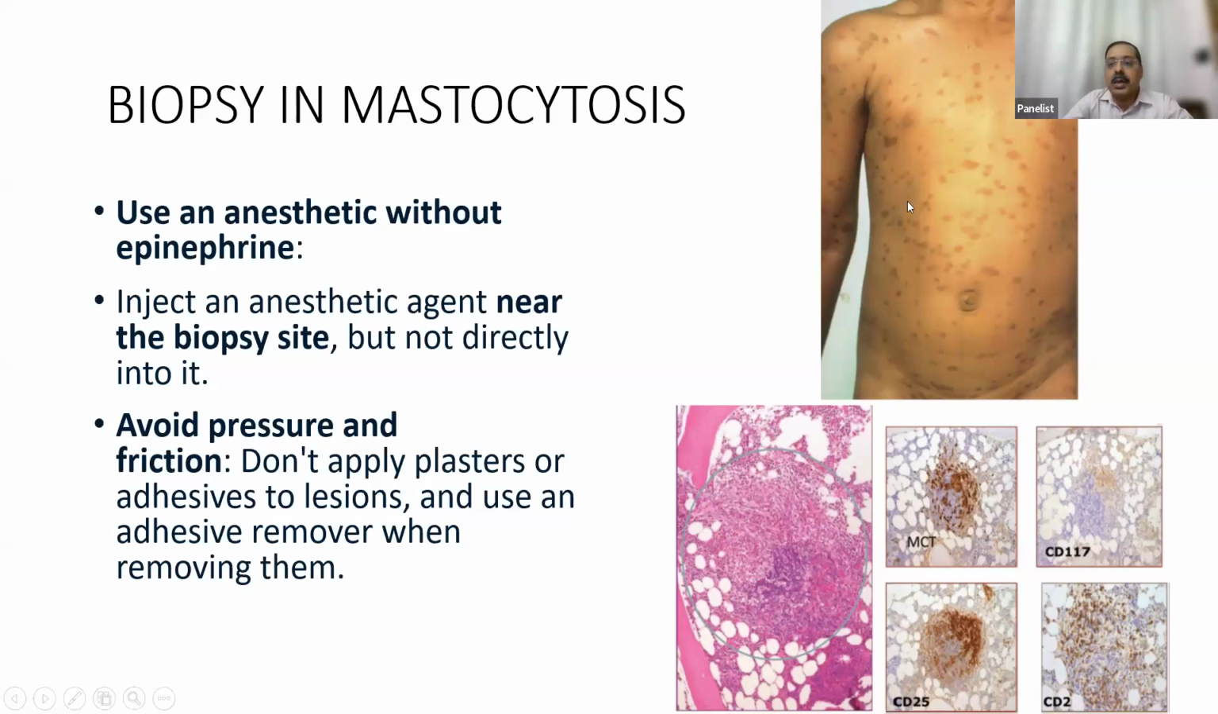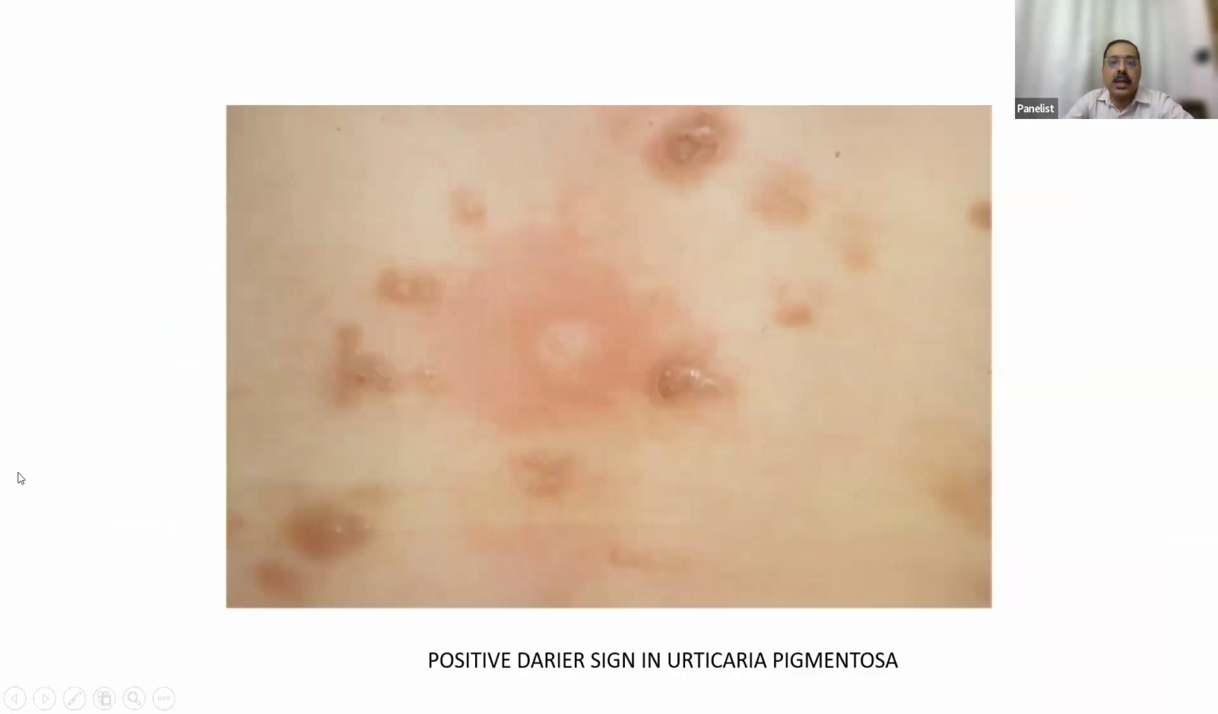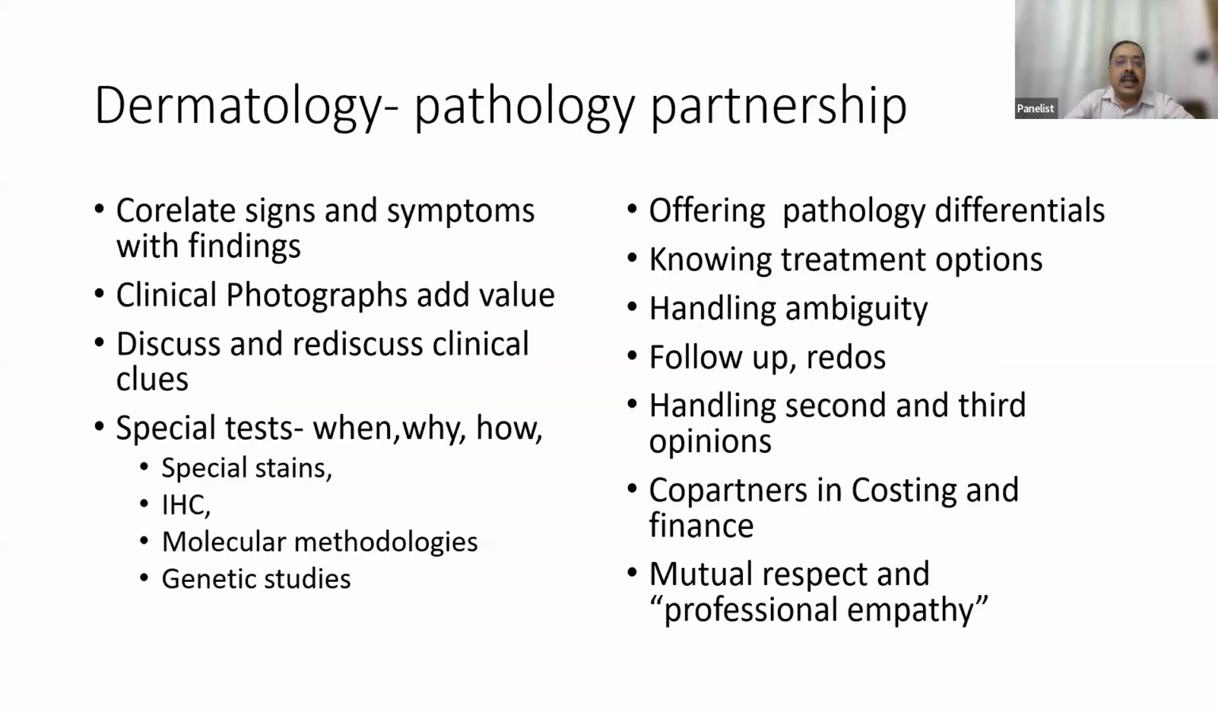And some people apply a topical anesthetic cream or do vigorous rubbing, like with surgical spirit. That also can alter the histopathology. So don't apply plasters or adhesives to lesions. And this is the classical Darier sign. If you have the option of seeing a patient with suspected urticaria pigmentosa or mastocytosis, you can elicit a Darier sign using an eraser and just rub it gently, and you will see erythema.